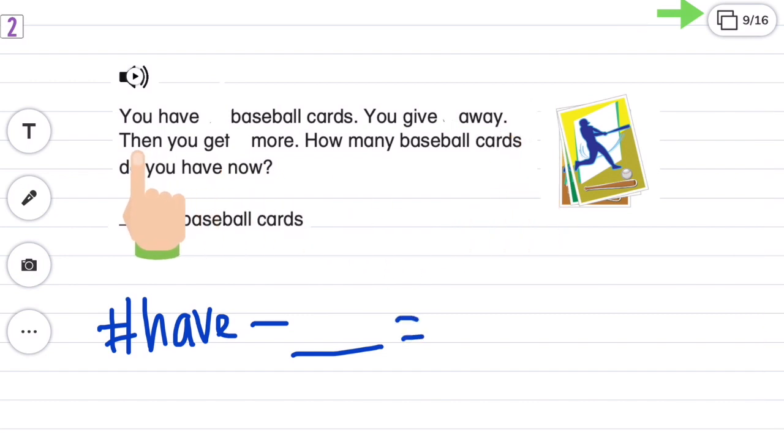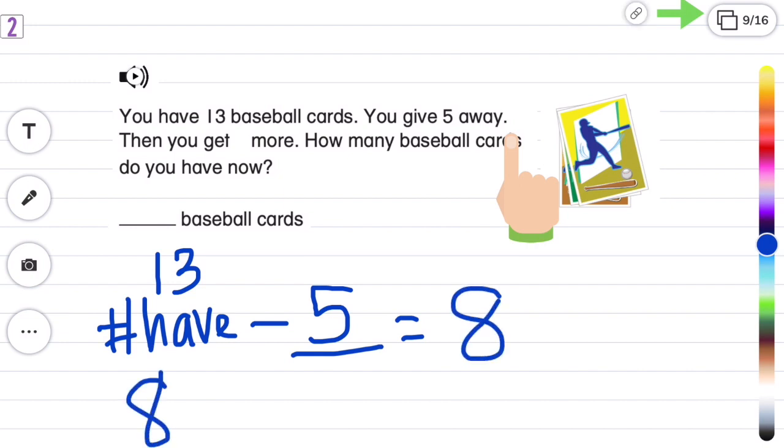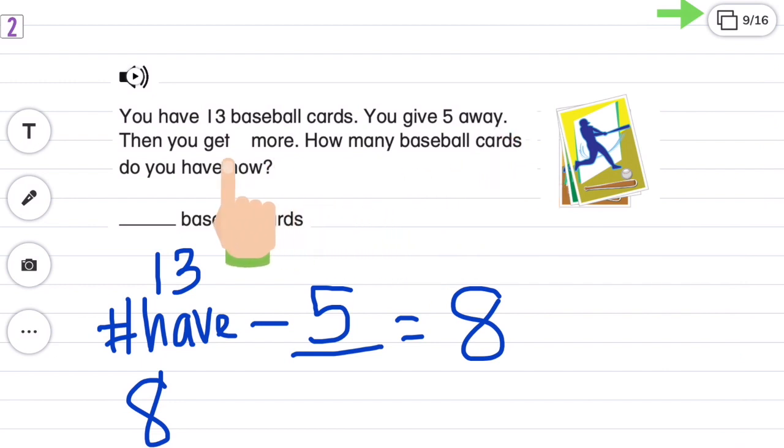And then our problem says, then you get blank more. So this is another two-step problem. So let's just look at our first two numbers, deal with those. Oh, I gotta choose the eraser. So we have 13 and 5. So we have 13, and we said the rest of our equation will be minus 5. 13 minus 5 is the same as 8. So now we have 8, and we get, here's what our problem says, then you get blank more.